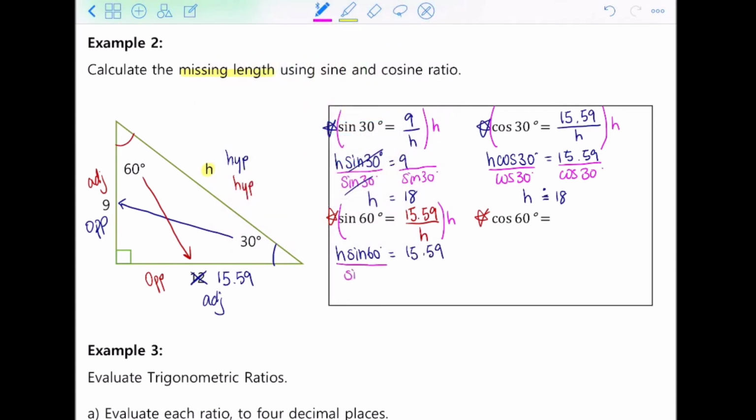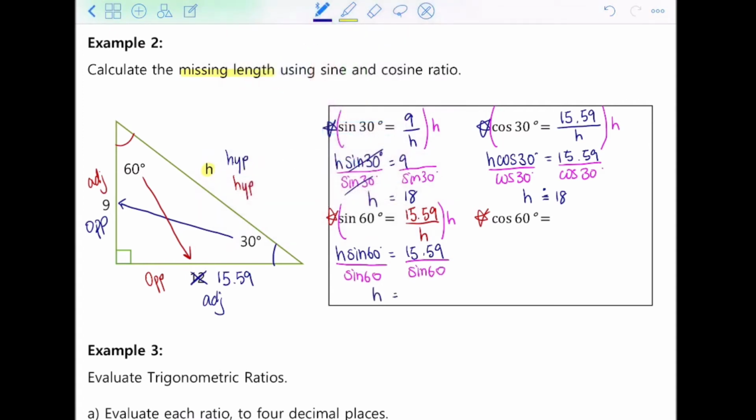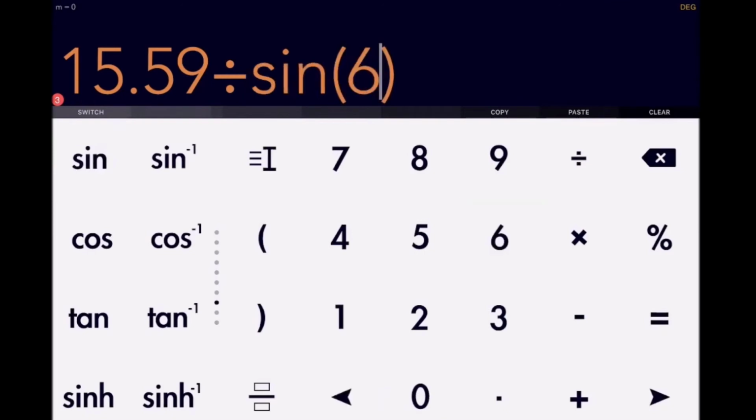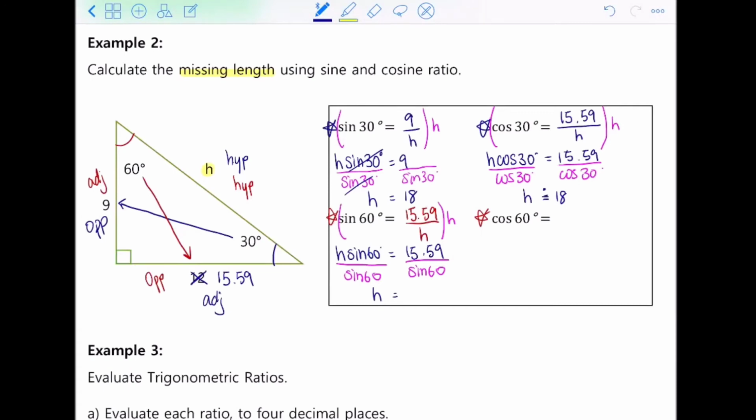And we'll divide both sides by sine 60. And we're left with h on the left-hand side and 15.59 over sine of 60 on the right-hand side. And again, we'll input into the calculator 15.59 divided by sine of 60 degrees. When you enter it, you'll get 18.0018. So that's approximately 18. So h is approximately 18 here.